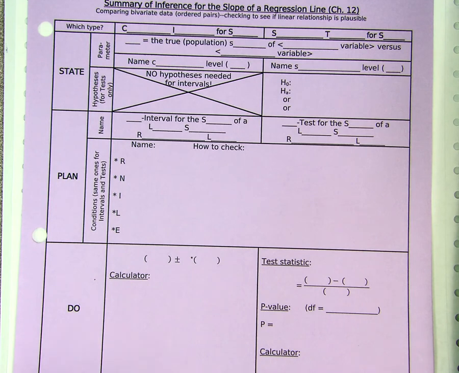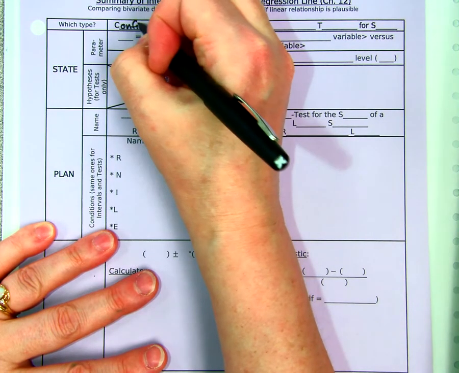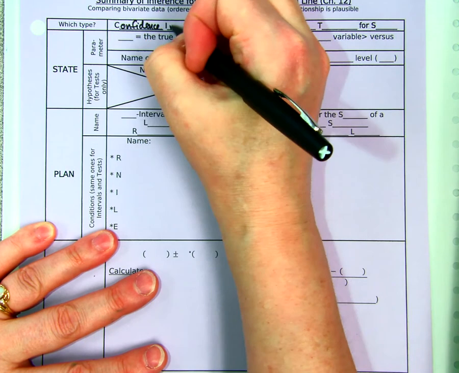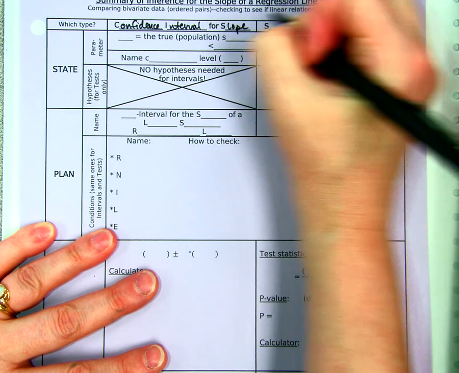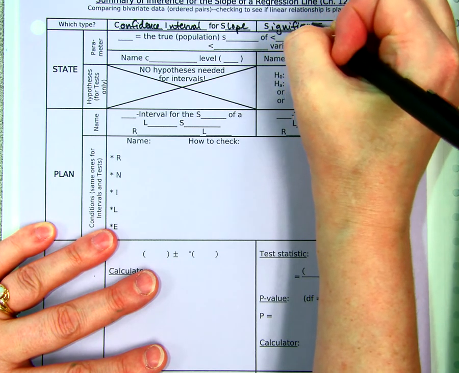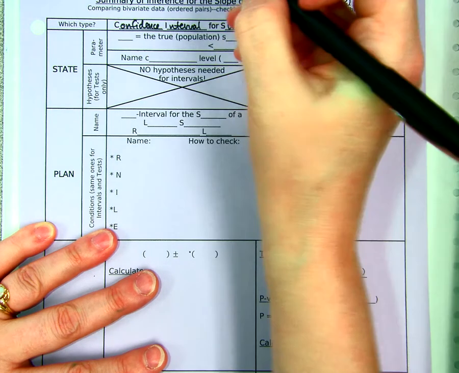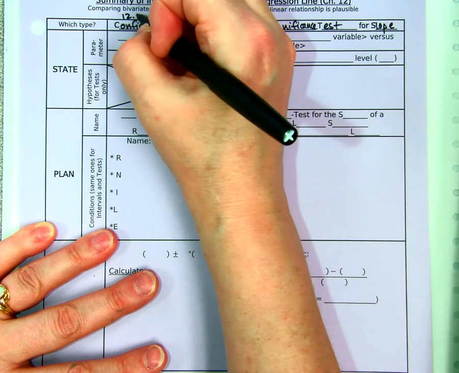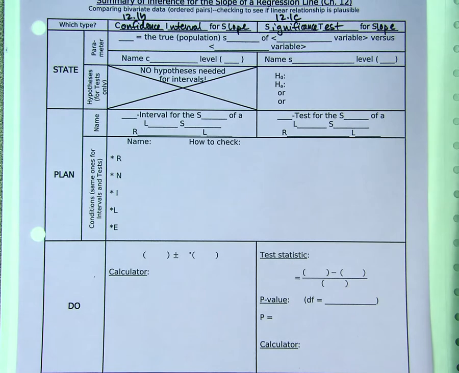So, we have done two basic new inference things in this chapter. We've done confidence intervals for slope, and we've done significance tests for slope. If you need to know this, it was lesson 12.1b and 12.1c that we learned these two procedures.